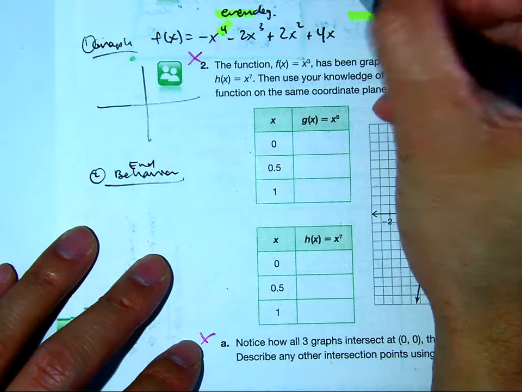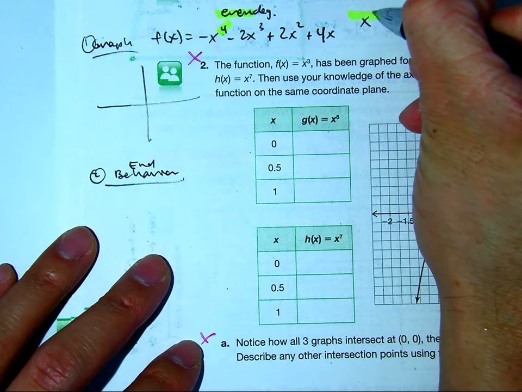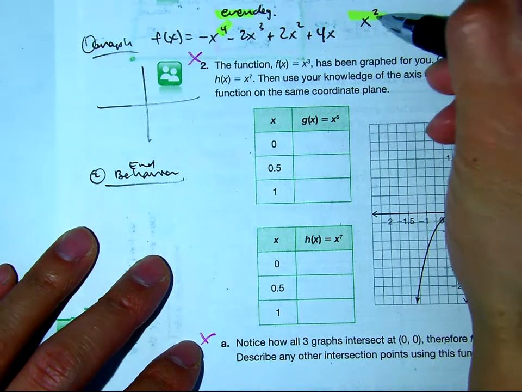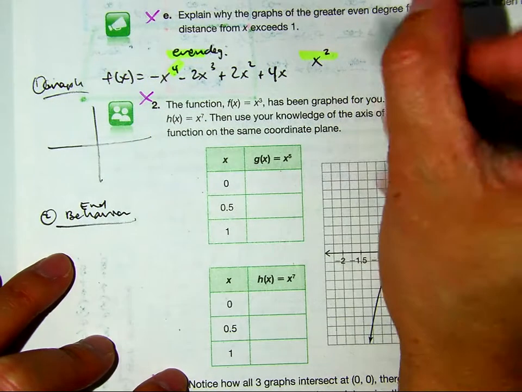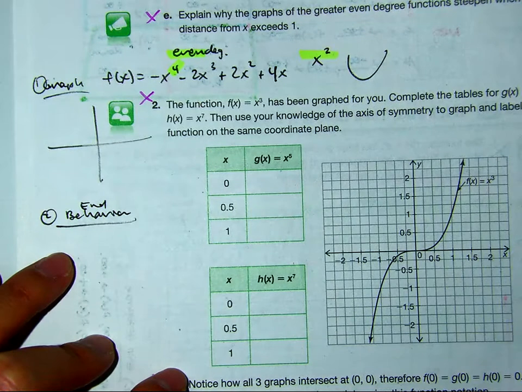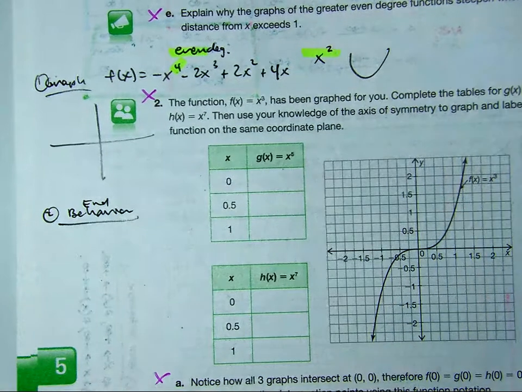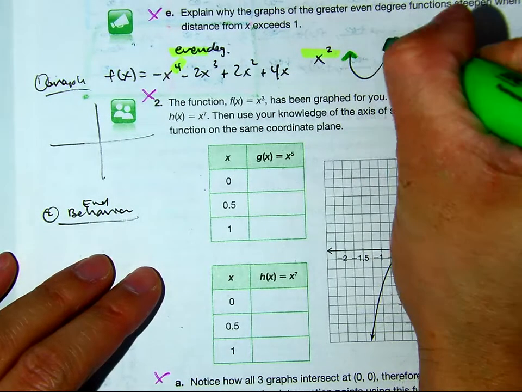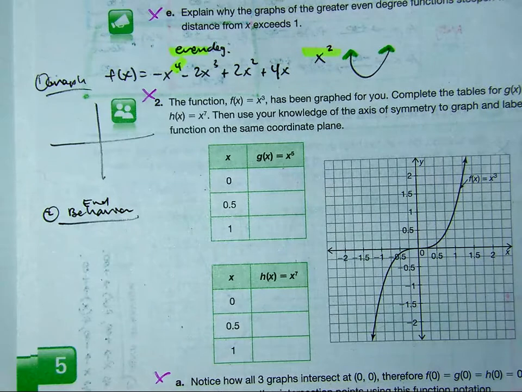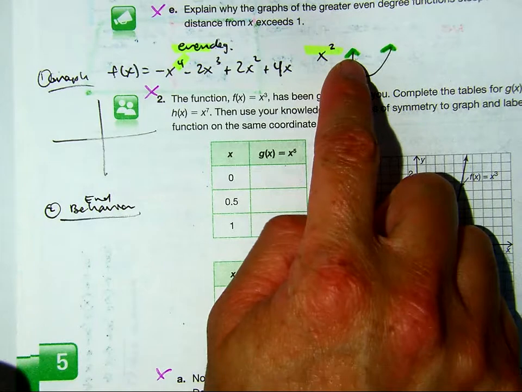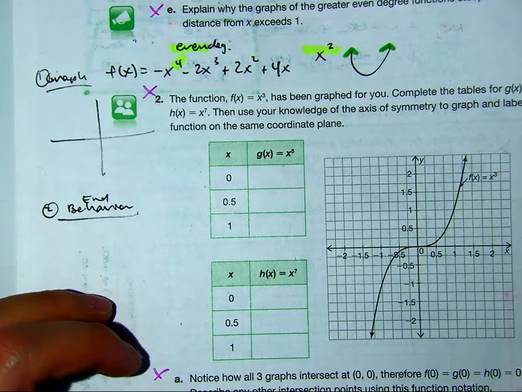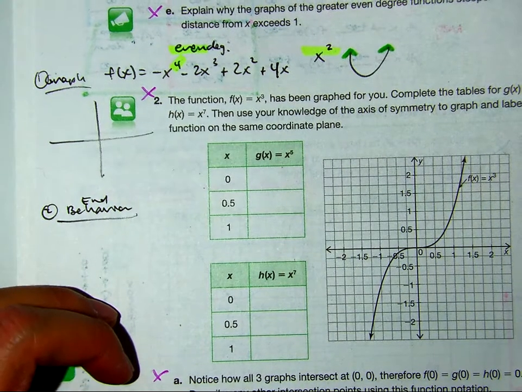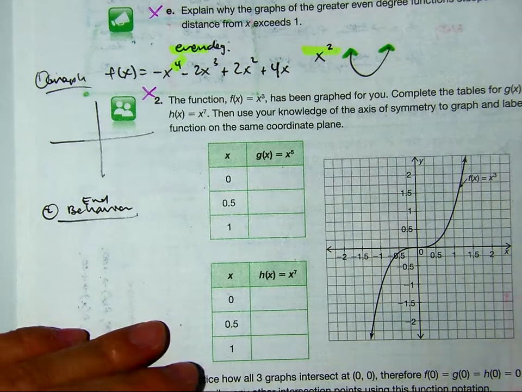And the easiest one is x to the 2. What does that one look like, class? A u. Class, am I going to graph going to start up and end up? No. It's going to do what? How do you know it's going to go down?